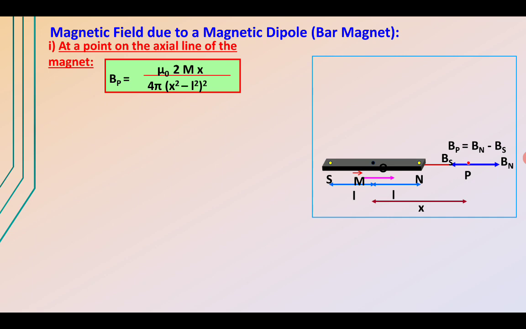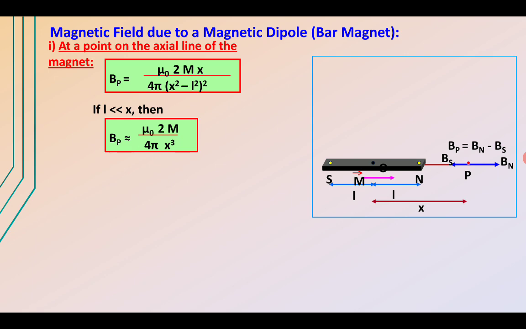Now the magnetic field at point P, after the derivation, comes out to be mu naught upon 4 pi, 2 m x divided by (x square minus L square) whole square. If L is much less than x, the net magnetic field at point P on the axial line will be mu naught upon 4 pi, twice the magnetic dipole moment divided by x cube.